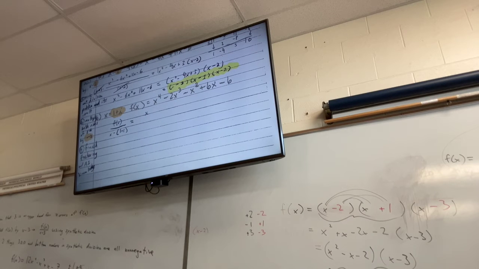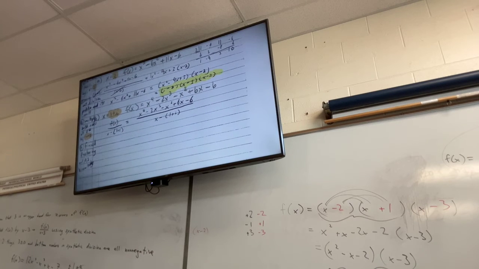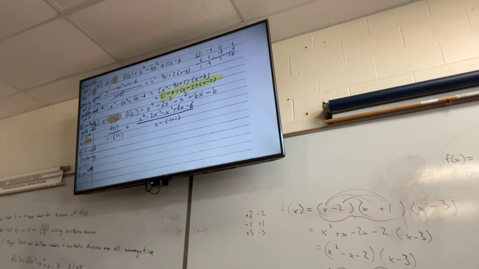So we want to write out our division problem, x to the fourth minus 2x cubed minus x squared plus 6x minus 6, all over x minus 1 plus i. Because when you factor a polynomial, the factors of your polynomial, like on that homework problem, are all in the form x minus something, right? So one of the factors of that polynomial that corresponds to the zero they gave us is going to be x minus that zero. Does that make any sense? Okay.